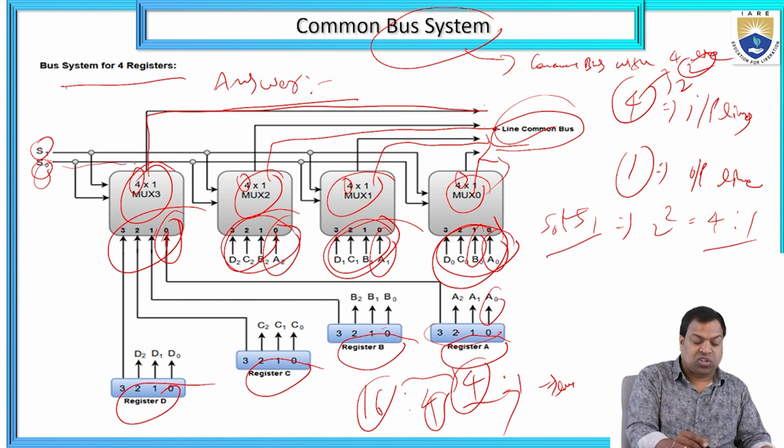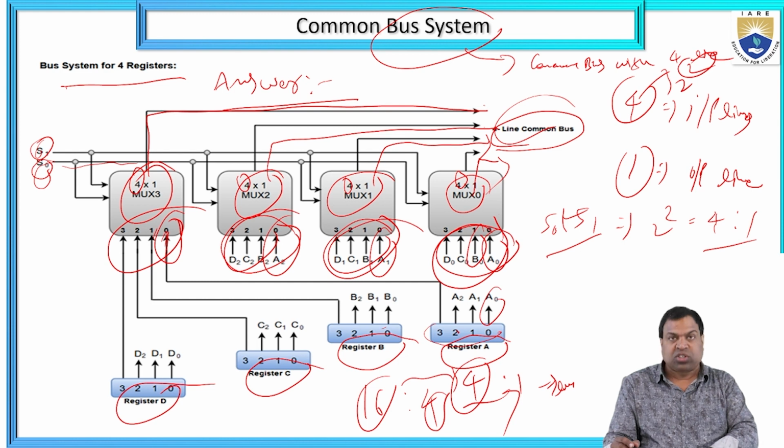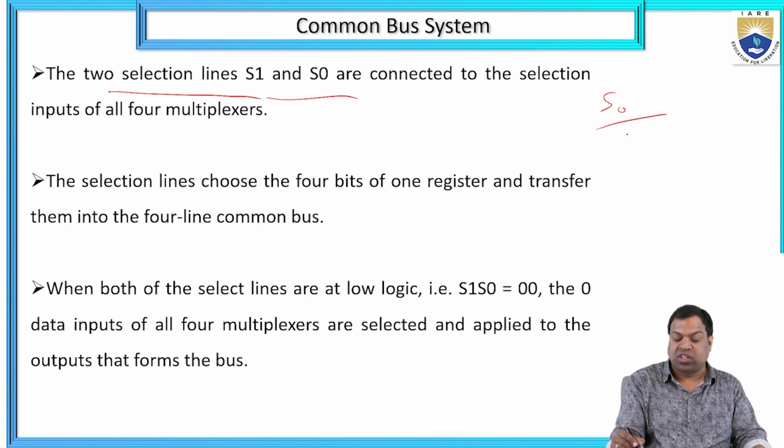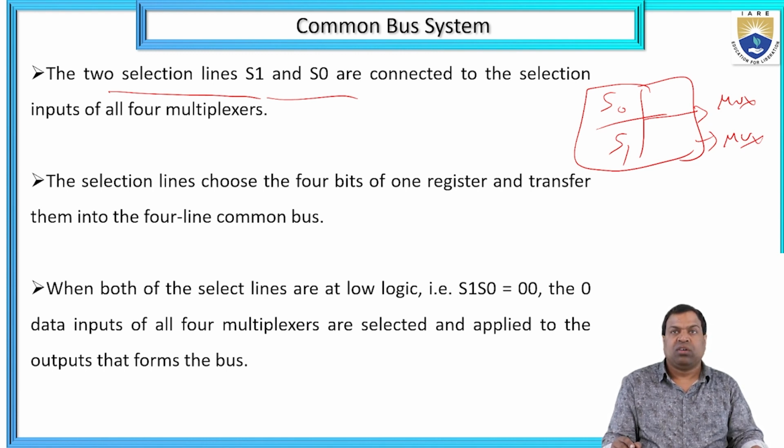When I am taking S0 and S1, if S0 is there, what about the switch lines? If S1 is there, what about the switch? We will discuss later. And the 2 selection lines S1 and S0 choose the 4 bits of 1 register and transfer them into the 4-line common bus. When both of the select lines are at low logic, that is S0, S1 equal to 0, 0, the 0 data of all 4 multiplexers are selected and applied to the outputs that form the bus.